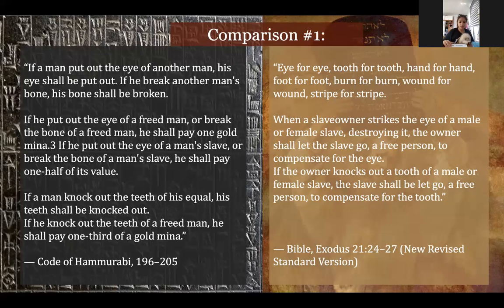Okay, so in the first one, slaves have better treatment when hurt in the biblical text. Can you explain a little bit more detailed? Yeah. So in Hammurabi's code, they say that you can pay when you hurt a slave. But in the biblical passage, it says that you have to let the slave be free, which I feel is more fair, I guess.